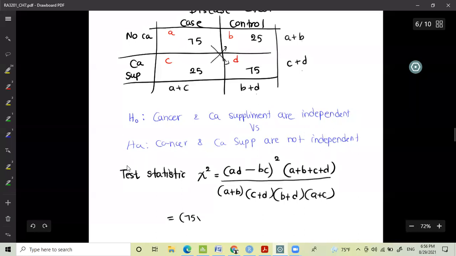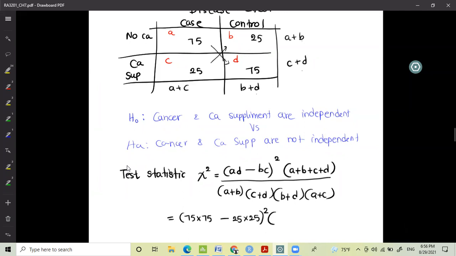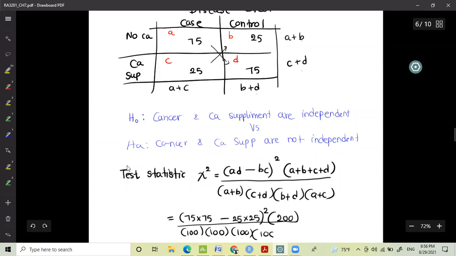75 times 75 minus 25 times 25, square it. A plus B plus C plus D, that will be 200, right? And A plus C, all of them are 100, right? B plus D is also 100. C plus D is also 100. All of them are 100. Okay, can you find the test statistic?